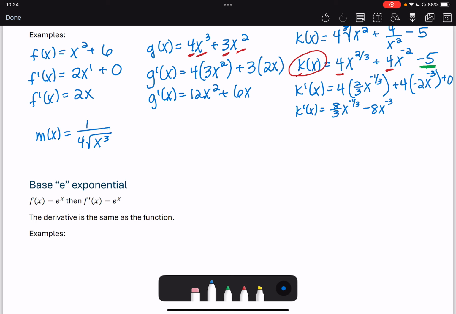Okay, my rewrite here, this is where students usually mess up. The first thing I'm going to do is think about that's 1/4 x to the 3/2. So I'm just changing the root to a 3/2 exponent. Now, I need that variable to come to the top.